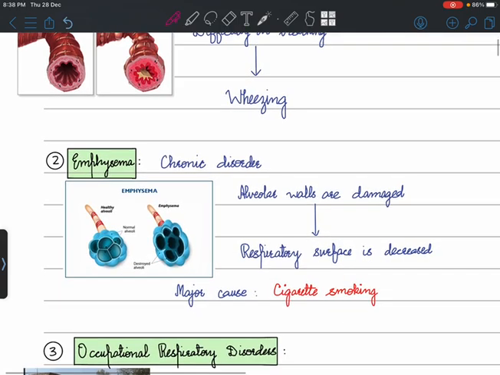Second disorder is emphysema. It is a chronic disorder, that means it develops over time. There are damaged alveolar walls due to which respiratory surface is decreased. One of the major causes of emphysema is cigarette smoking. Here in the image you can see the damaged alveolar walls due to which respiratory surface is decreased.